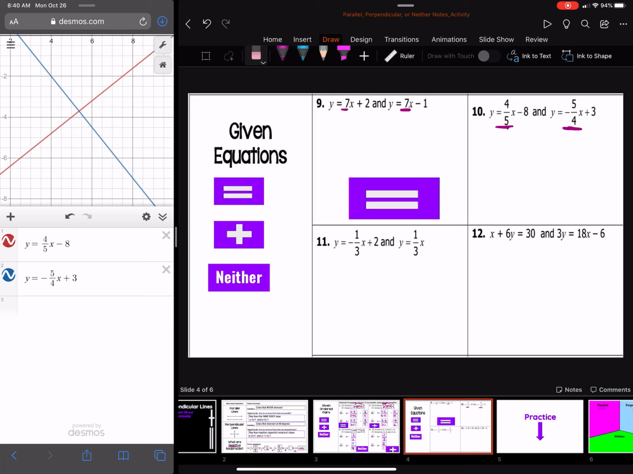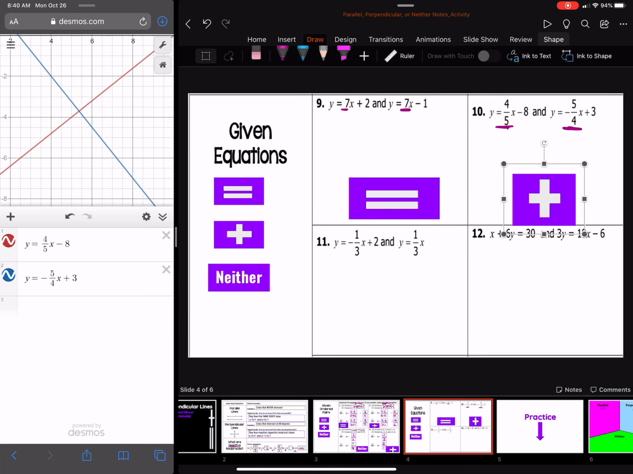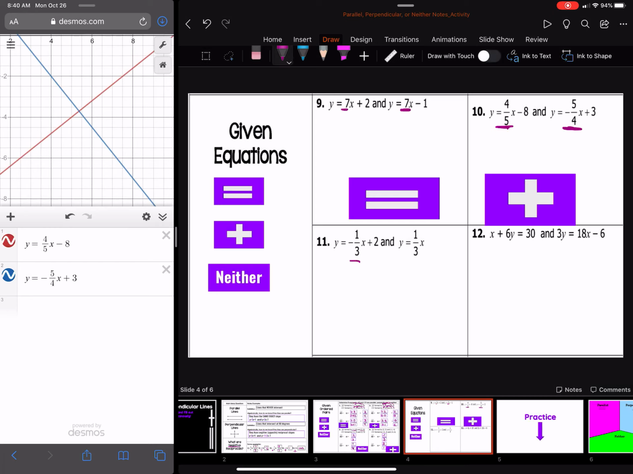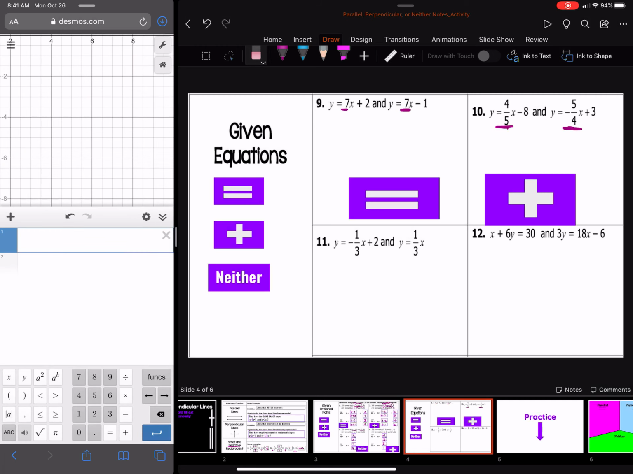And so you can use Desmos to your advantage as well to help you with the lines. But say, let's do one more where I'm giving you an equation that is actually in y-intercept form. Let's look at these. These are almost opposite reciprocals, except this one's not flipped. It would need to be 3/1. And so we would probably say that these are neither, but let's double, triple check in Desmos.